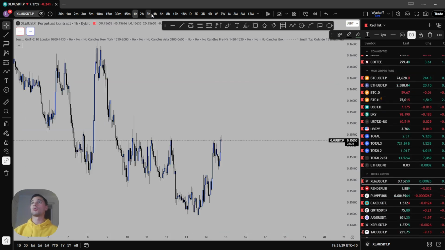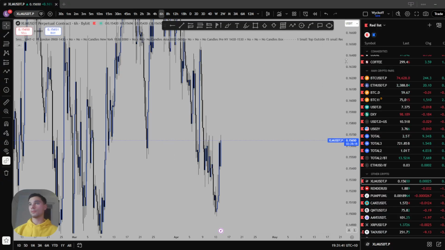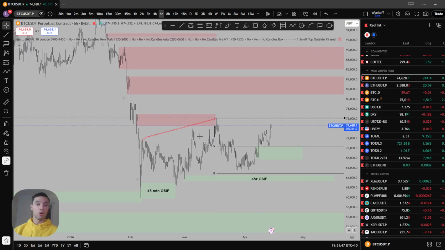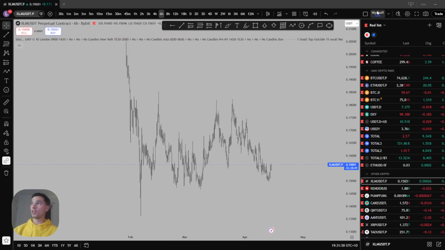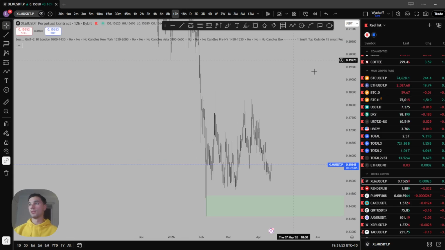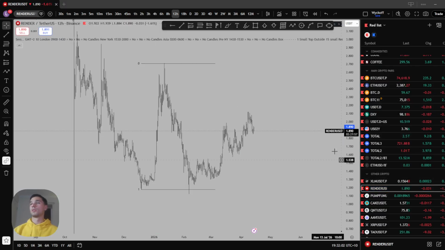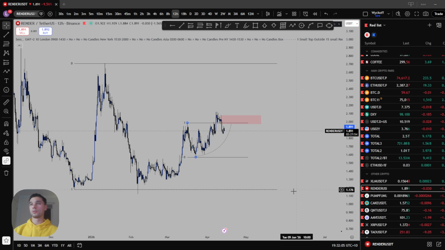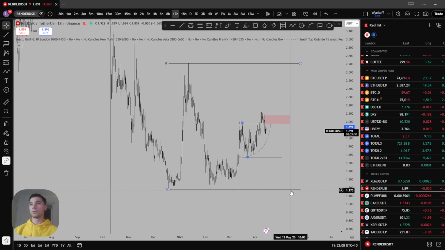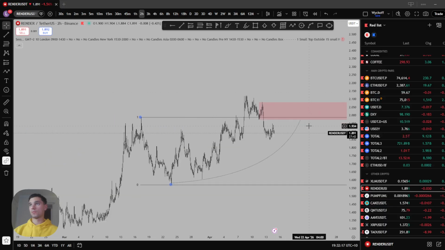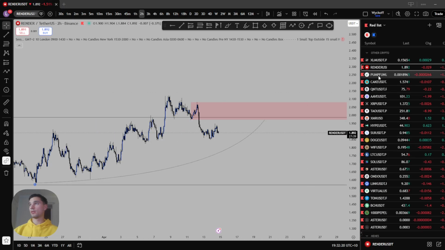Let's have a look at some alts. Obviously, keeping in mind that Bitcoin is on its way to form some form of distribution, you want to align your alts alongside that as well. I personally will be looking for any sort of accumulation models. Render, this is still gone. Still on our way to form this distribution model here for Render. So we just got to be patient there.